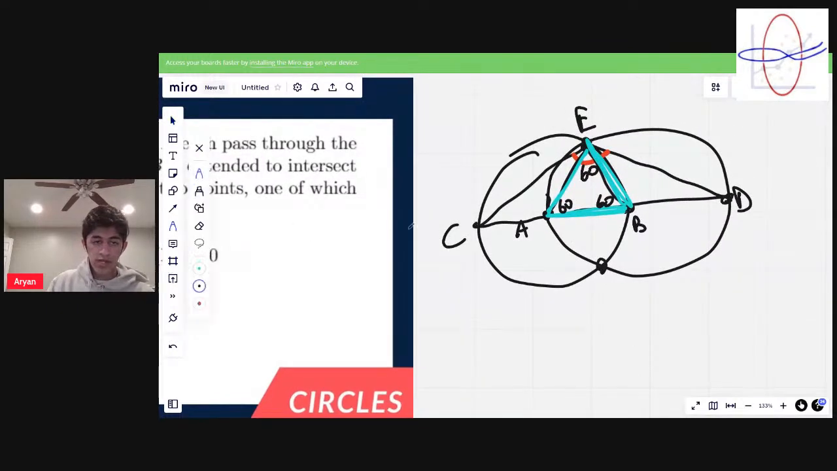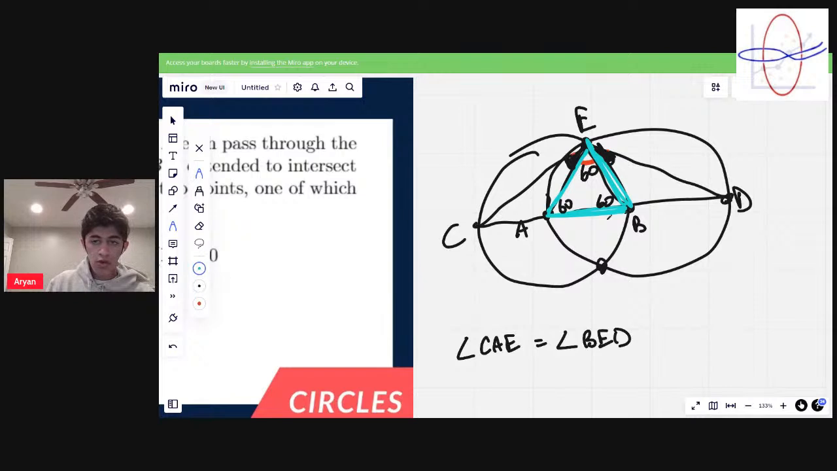And now we need to figure out these two smaller angles. We have to figure out this angle right in here. And then by symmetry, we know that angle CAE is going to equal angle BED. And that's just by symmetry, right? These two black angles are going to be the same. So now we just have to find one of them.